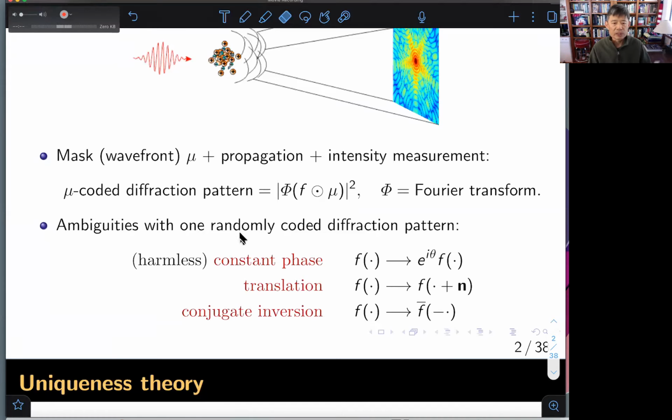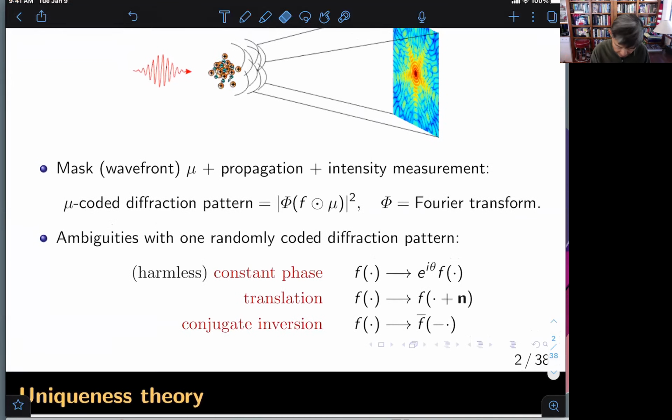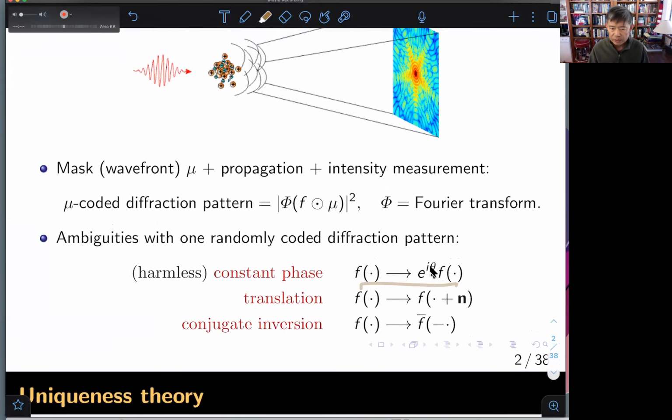All right. Then once you have that, you can prove that it reduces to three different kinds of ambiguity. First of all, you could have a constant phase. So basically you change your f by a constant phase. Obviously, it's not going to change the diffraction pattern. You can have translation. Translation also doesn't affect the diffraction pattern because it creates a linear phase factor, and a linear phase factor has modulus 1.